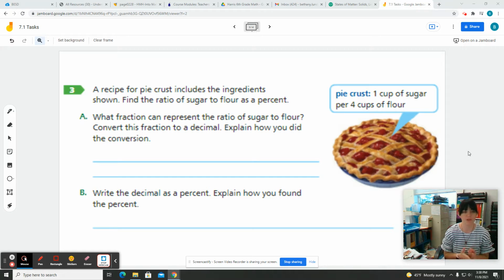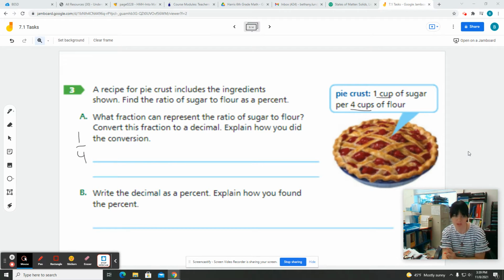So for part A, the first part of this is what fraction can represent the ratio of sugar to flour? And then we're going to convert this fraction to a decimal and explain how we did the conversion. So there are 2 ways that we can do this problem, okay? But first we need our fraction. We have 1 cup of sugar for every 4 cups of flour. So our fraction would be 1/4. That's our fraction. And we're going to convert this fraction to a decimal.